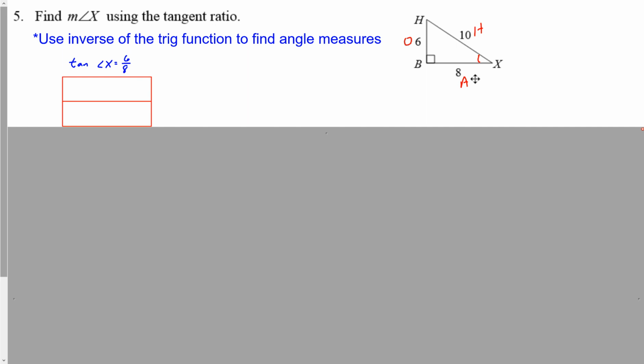Now the next step, what you're going to type in the calculator, this is where the difference comes in. Now we're finding the measure of angle x, and that is equal to the inverse tangent of 6 over 8. Now, to get the inverse tangent on your calculator, you have to hit your second button, and then the tangent button, and then you would type in 6 over 8. And when you hit equals, you should find that the measure of angle x is approximately 36.870.